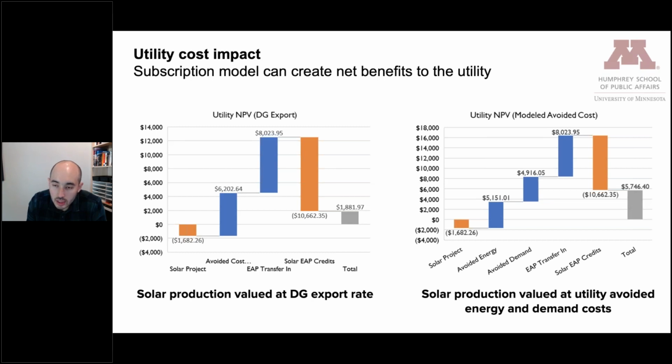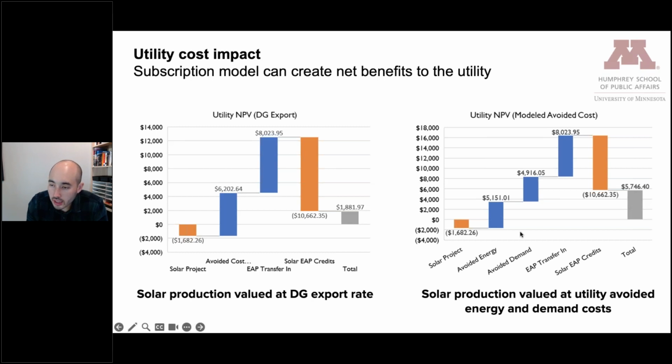But then what this last bar shows is, all said and told, when you add everything together, the cost of the solar project, the benefit of avoided wholesale energy purchases, the benefit of receiving energy assistance, and then the cost of providing these kilowatt hour credits, there's still a net positive overall to the utility. So there's value now even to the non-subscribers.